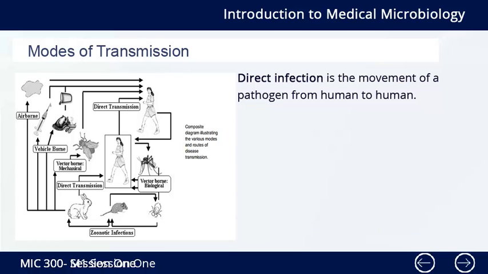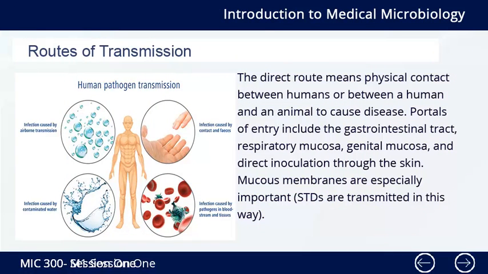Direct infection is the movement of a pathogen from human to human. Routes of transmission. The direct route may be physical contact between humans or between a human and an animal to cause disease. Portals of entry include the gastrointestinal tract, respiratory mucosa, genital mucosa, and direct inoculation through the skin. Mucous membranes are especially important. STDs are transmitted in this way.